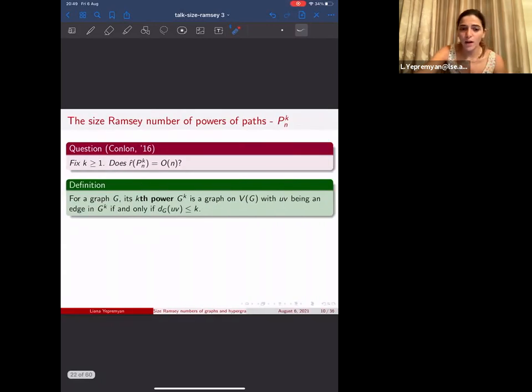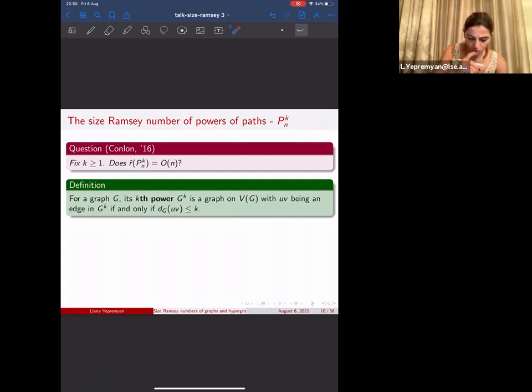And then for a while, there was not much research around the size Ramsey numbers. Then David Conlon asked the following question. He asked, okay, what about if we take powers of paths? So you fix k and you ask what's the size Ramsey number of the kth power of Pn. He asked whether that's linear.